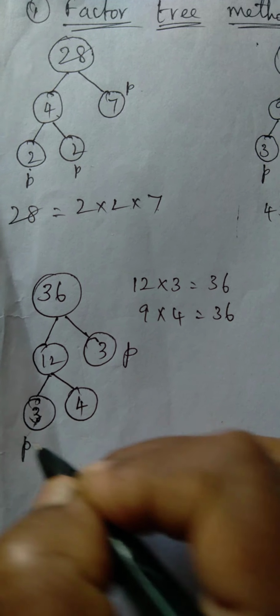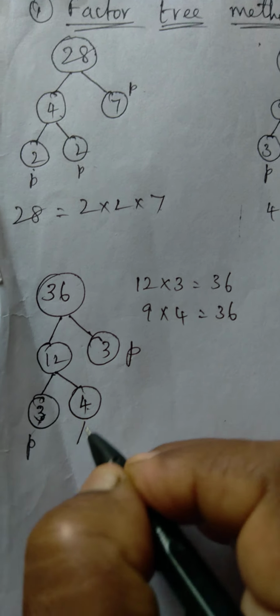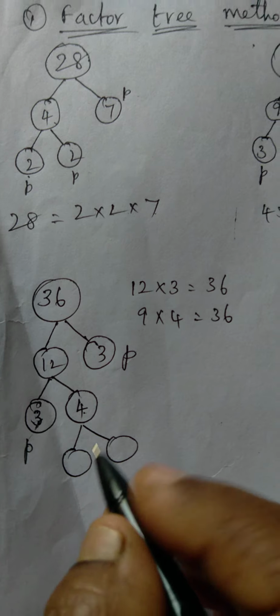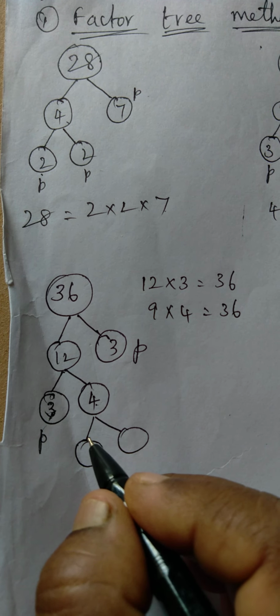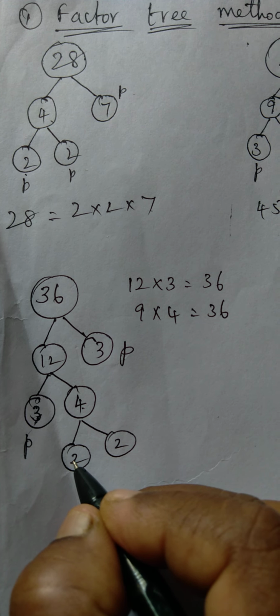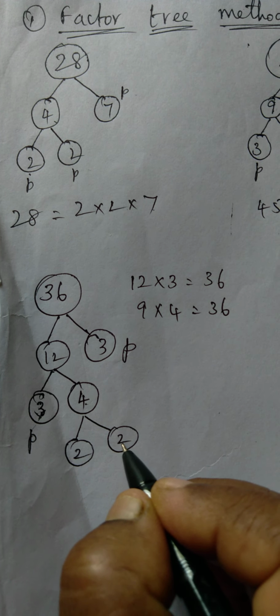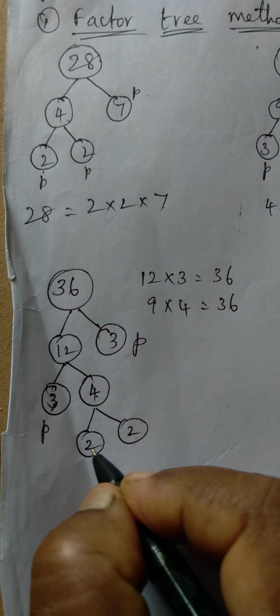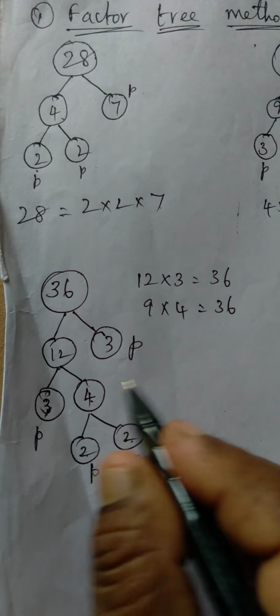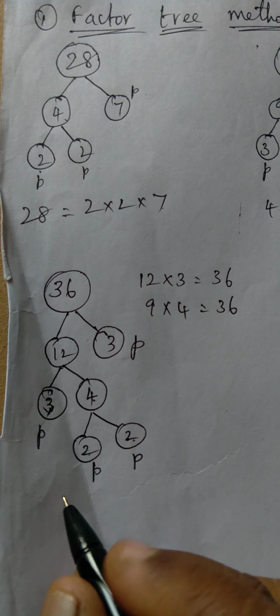3 is a prime number. 4 is composite here. So now you write it as a product of prime numbers. Which product gives 4? 2 2s are 4. So write 2 in one circle, another circle also 2. 2 is even prime. Now any more composite numbers? No composite number in the last step.